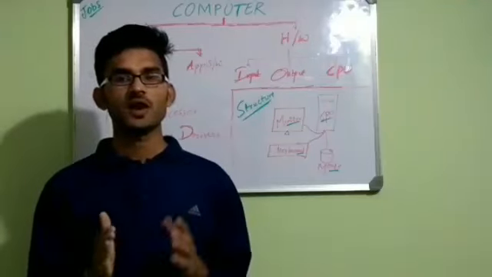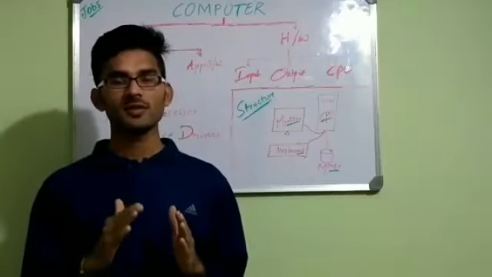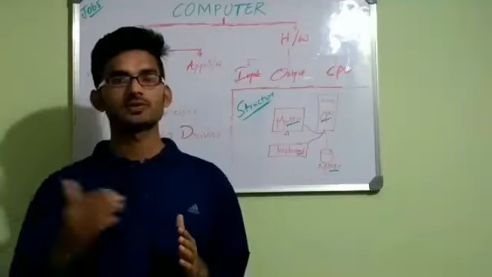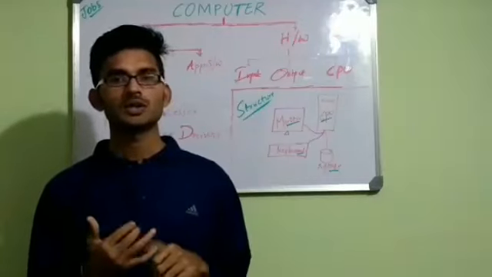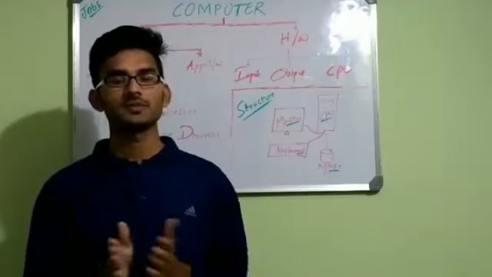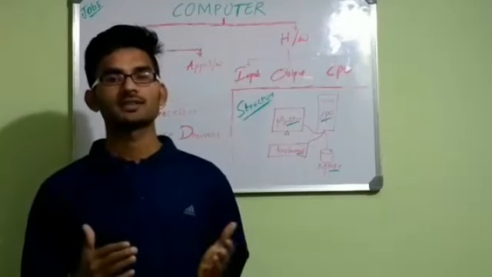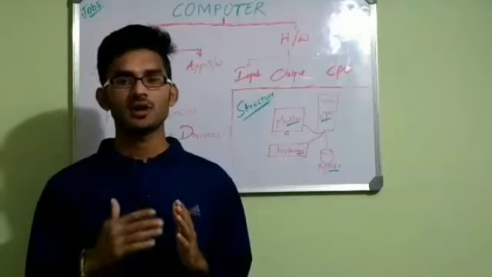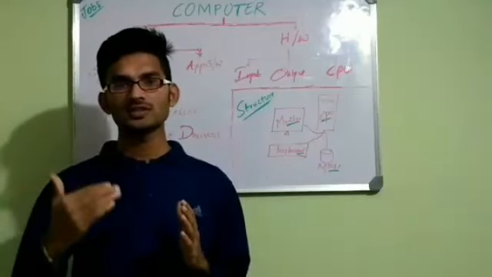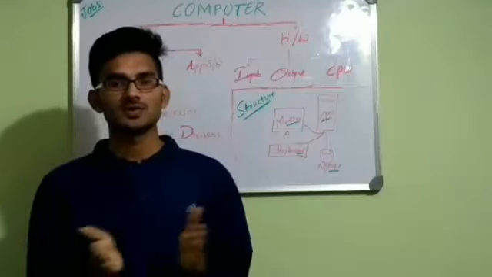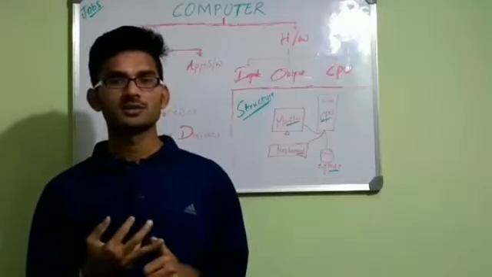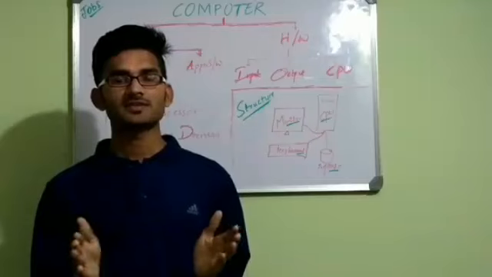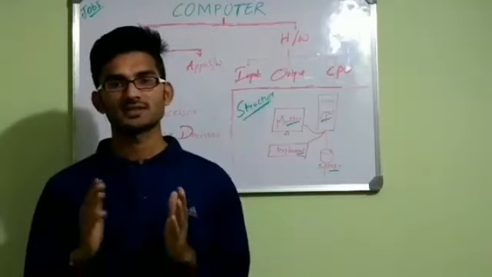First, input devices. Input devices are the devices through which we give input to the computer. Examples for input devices are keyboard, mouse, scanner. Next, output devices. Output devices are the devices through which the computer gives output back to the user. Examples for output devices are speaker and monitor.